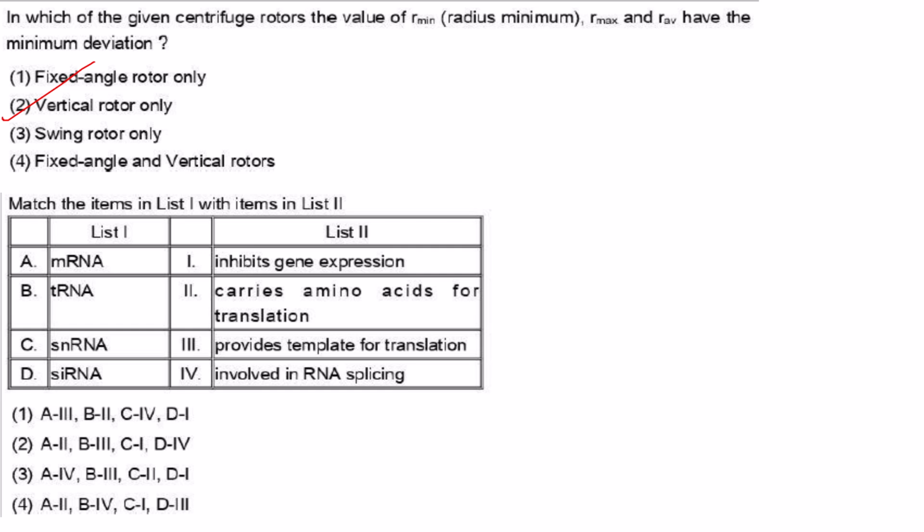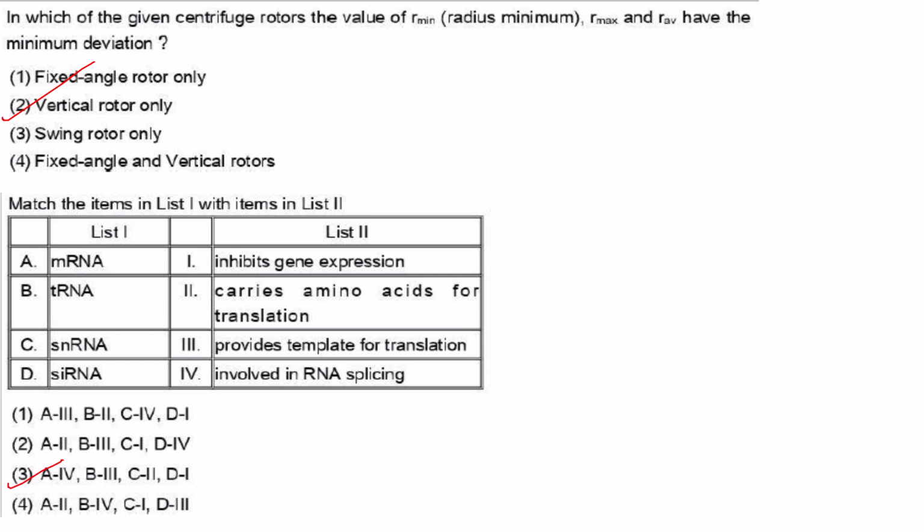Then next one. mRNA, match the list items in list 1 with items in list 2. So mRNA is involved in RNA splicing. So A4 is there only in one option. Sorry. mRNA provides a template for translation, that also can be taken into consideration, not 3.